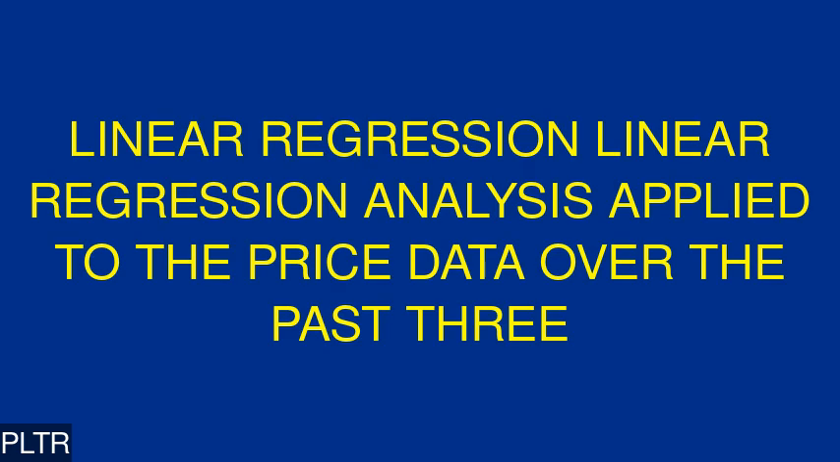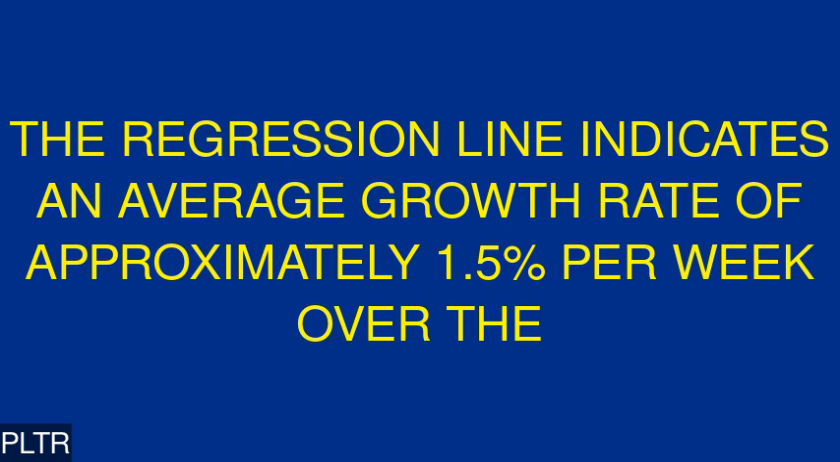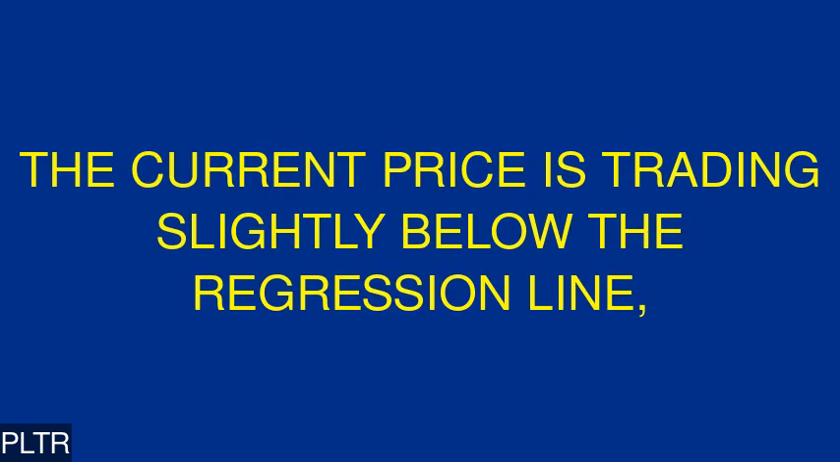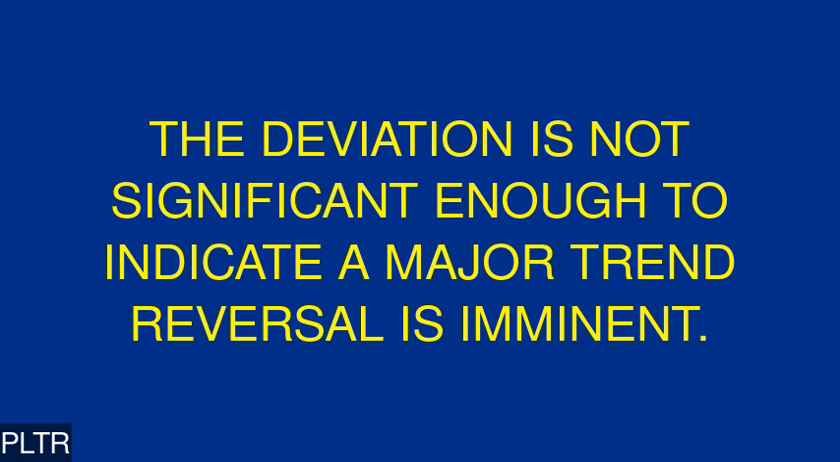Linear regression analysis applied to the price data over the past 3 months shows an upward sloping trend line, confirming the overall bullish trajectory. The regression line indicates an average growth rate of approximately 15% per week over the analyzed period. The current price is trading slightly below the regression line, suggesting the stock might be in a normal corrective phase after the strong rally. The deviation is not significant enough to indicate a major trend reversal is imminent.